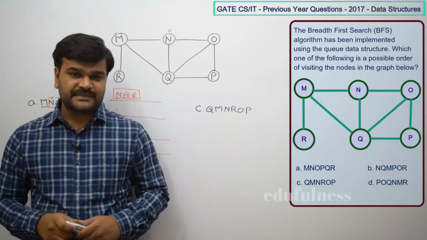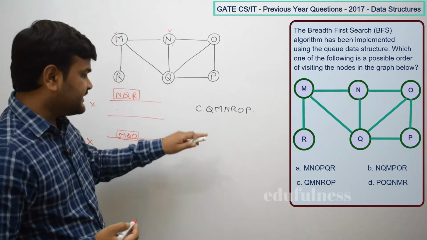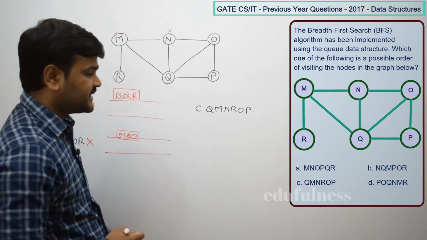Now if you see option C, from where are we starting? We are starting from Q.